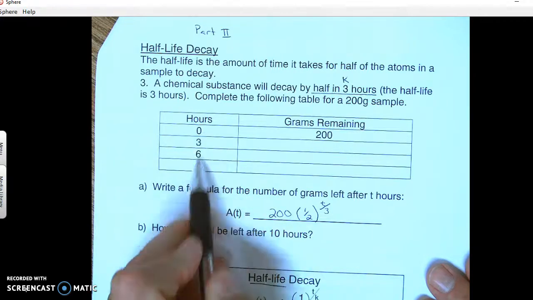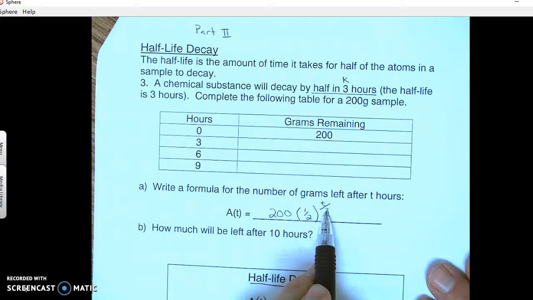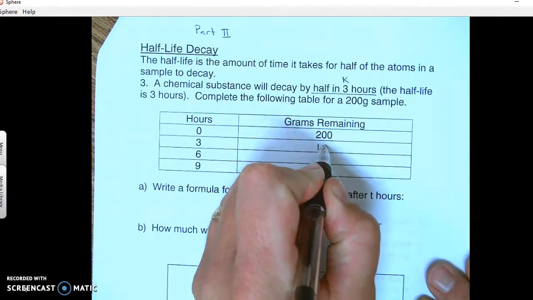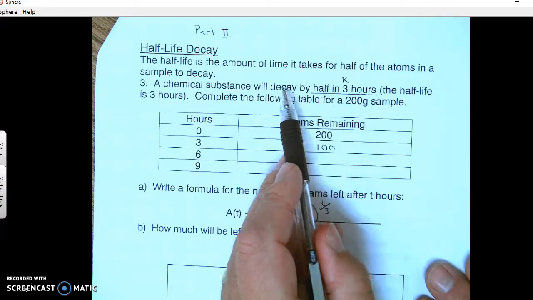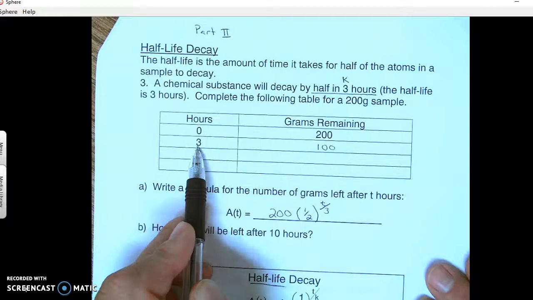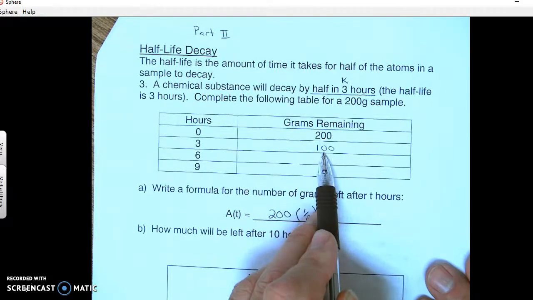So now, let's fill in our table. So let's start off with 3. So 3 over 3 is 1. 1/2 to the first power is a half times 200, which is 100. Well, that makes sense. It says it will decay by a half in 3 hours. So how many hours has passed? 3 hours. So it decayed by a half.